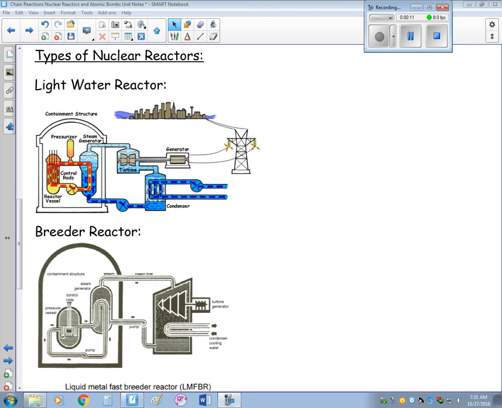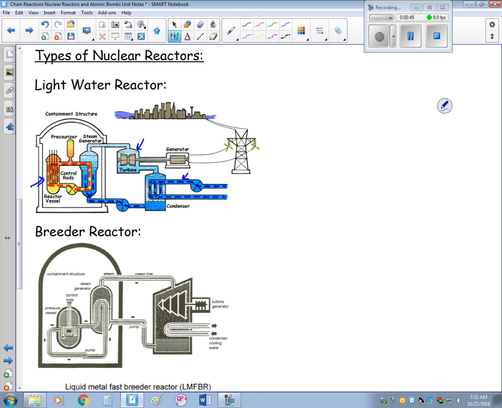The first type is called the light water nuclear reactor. With this one, it's just like the picture I showed above, where we have a reactor that's heating up water, which then turns into steam, which blows across turbines, which then generates electricity. The steam is then condensed down by water, and that water goes to those great big cooling towers. And then the water comes back to the steam generator, and so on and so forth.